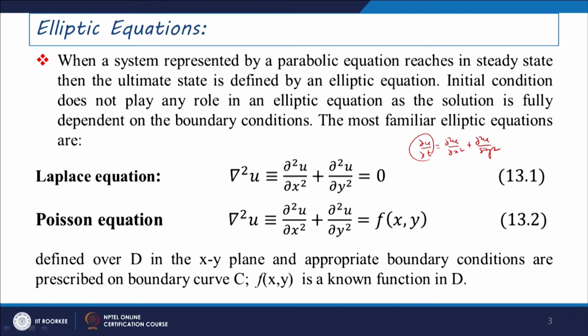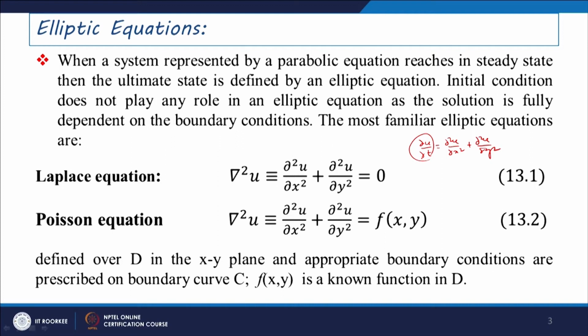The initial condition does not play any role in an elliptic equation, as the solution is fully dependent on the boundary conditions. The most familiar elliptic equations, as I have told, are the Laplace equation and the Poisson equation. The Laplace equation is signified as nabla square u, which is del square u by del x square plus del square u by del y square, equals 0. If we consider f of x y in place of 0, then we have the Poisson equation.